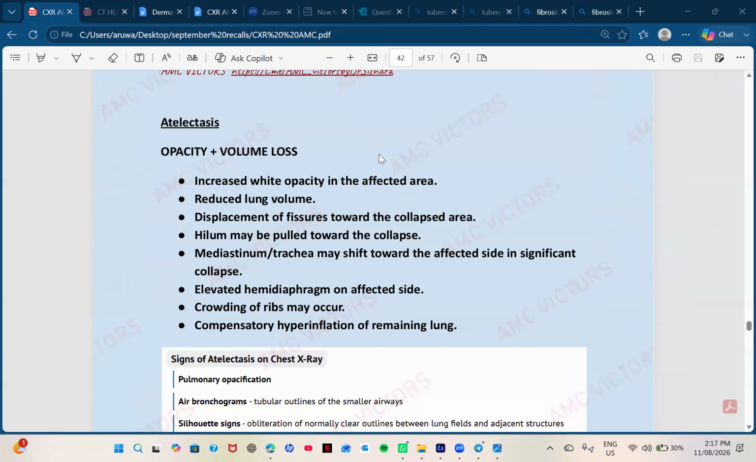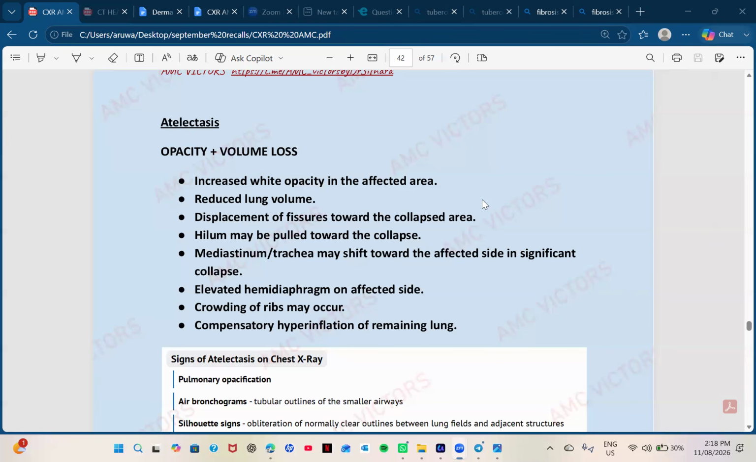Okay. How does atelectasis present? Atelectasis is very important. What is atelectasis, doctors? What do you know about atelectasis? It's a lung collapse, right? Collapse of the lung.